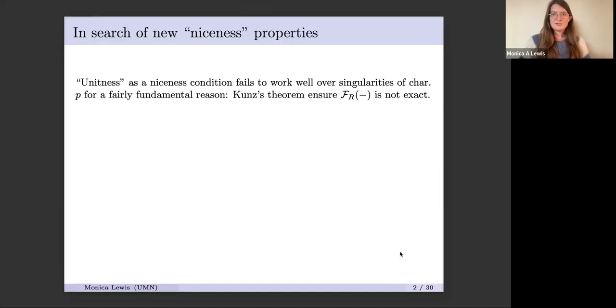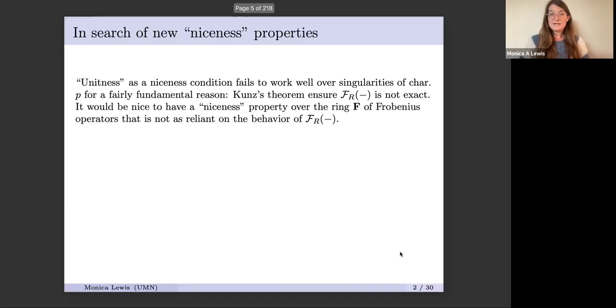Unitness, remember, is the condition that fails to work well over singularities of characteristic P for a fairly fundamental reason. Kunz's theorem guarantees that the base change along Frobenius is not an exact functor anymore. And it would be nice to have an extra kind of niceness condition that does not as explicitly rely on the behavior of the Frobenius base change. So is there another way to characterize niceness that does not rely on the description of that functor?